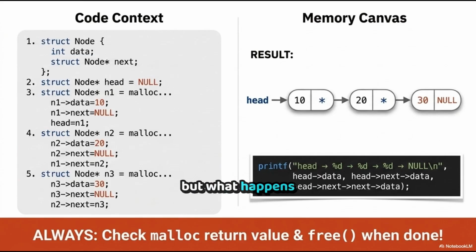But what happens when you need to delete a link directly from the middle of the list without breaking the whole chain? That is a puzzle for our next explainer.